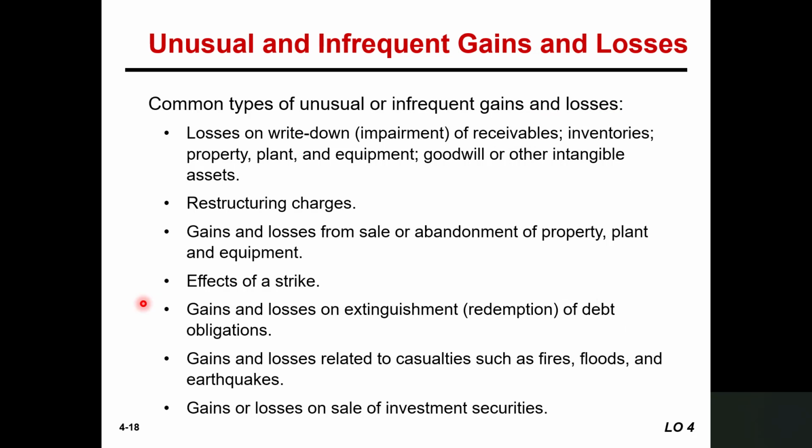Common types of unusual and infrequent gains and losses: losses on the write-down or impairment of receivables, inventory, property, plant, equipment, goodwill, and other intangible assets. Restructuring charges. Gains and losses from sale or abandonment of property, plant, and equipment. Effects of a strike. Gains and losses on extinguishment of debt obligations. Gains and losses related to casualties such as fires, floods, and earthquakes, or gains and losses on the sale of investment securities. These are common types of unusual or infrequent gains or losses.